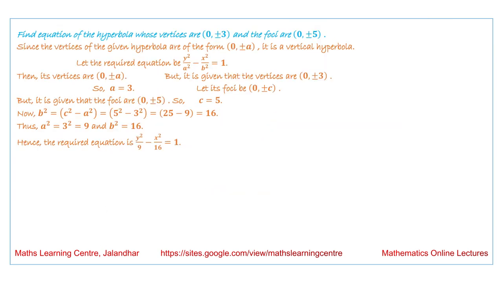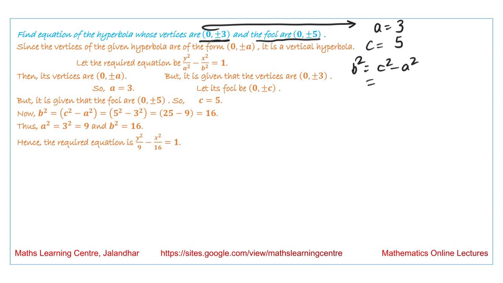Next we have: find the equation of the hyperbola whose vertices are (0, ±3) and foci are (0, ±5). So clearly this is a vertical hyperbola, and corresponding to these vertices we get the value of a equal to 3, and the value of c we obtain is 5. So the value of b square is c square minus a square, that is equal to 25 minus 9, which is 16. And the value of a square is 9.